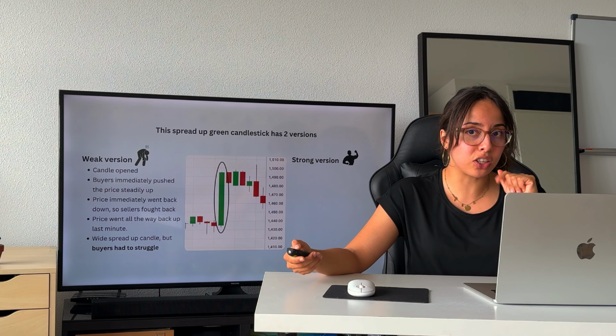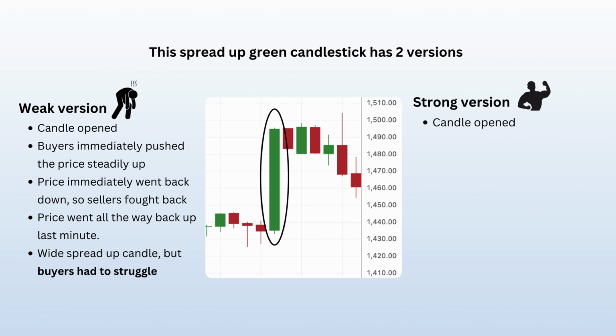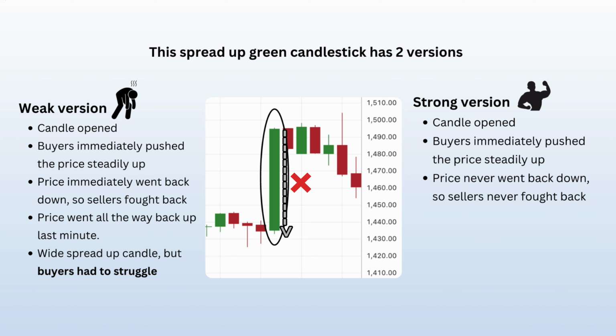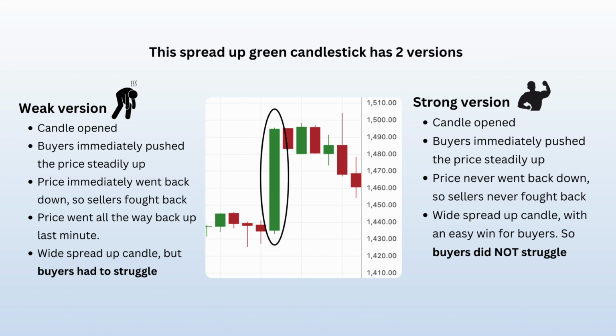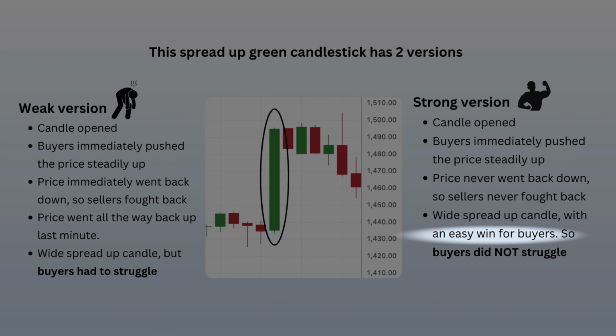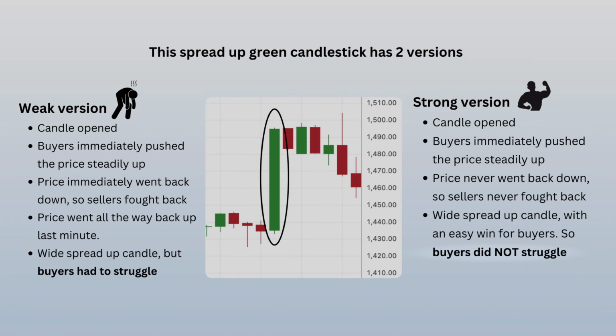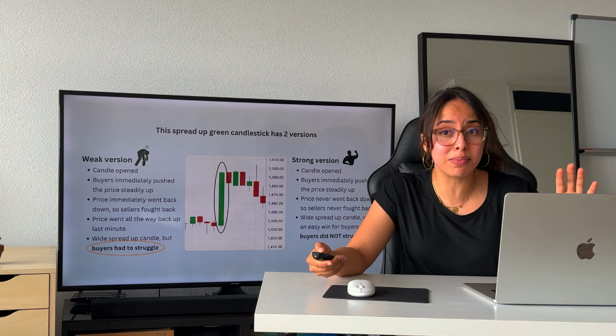Now let's take a look at the strong version of this candle, where as well, the candlestick opened, and the buyers immediately pushed the price steadily up. But in this case, the price never went back down. So the sellers never fought back. So yes, the conclusion is the same. You have a white spread up candle, but in this case, there is an easy win for the buyers because the buyers never had to struggle. So on the one hand, on the weak version, the buyers had to struggle. But in the strong version, the buyers did not struggle. And we're talking about the same candlestick over here.